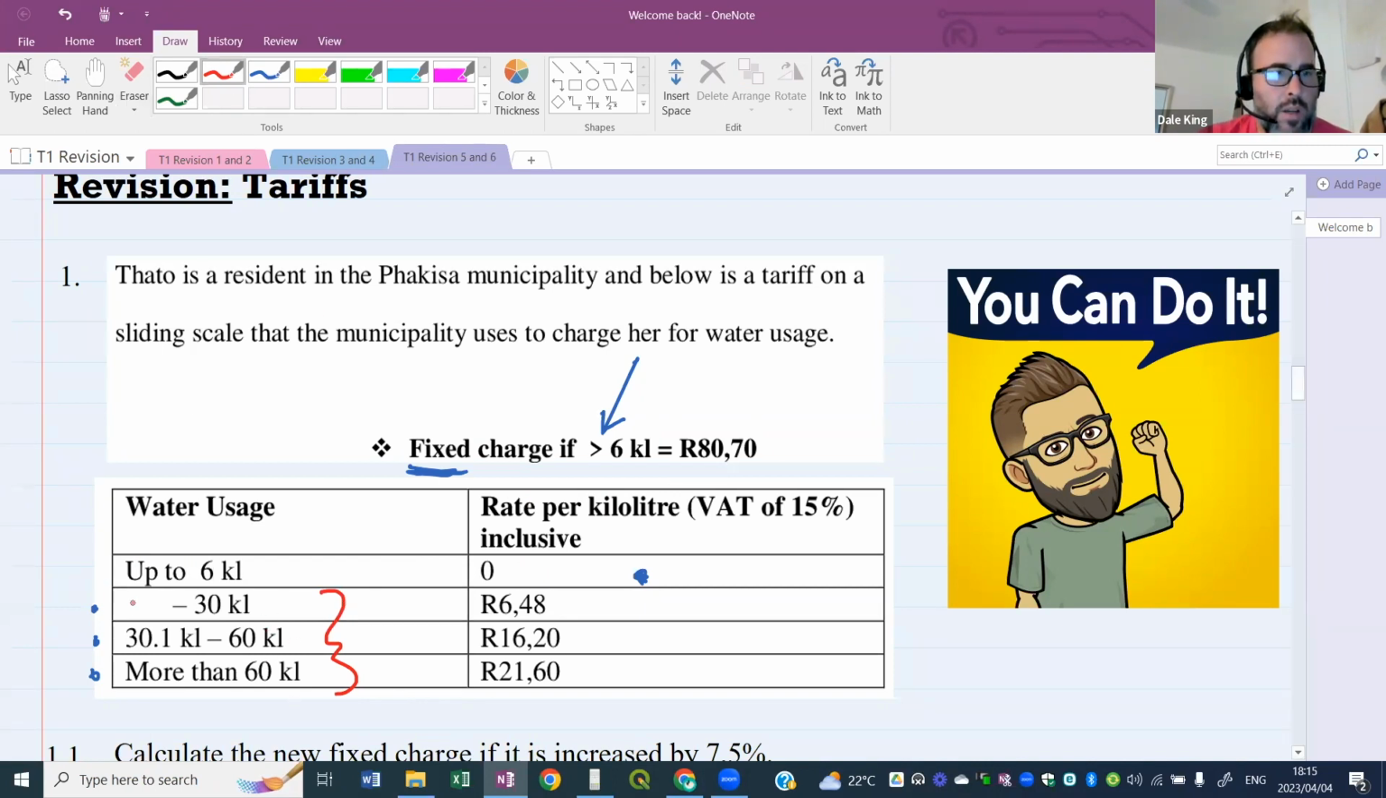Now, I had a question mark over here on the left-hand side because there is a value missing in this row. Can anyone tell me what is this value here with this red question mark? Because it says something up to 30 kiloliters. Can anyone tell me what should be there? What value should be there? Something up to 30 kiloliters.